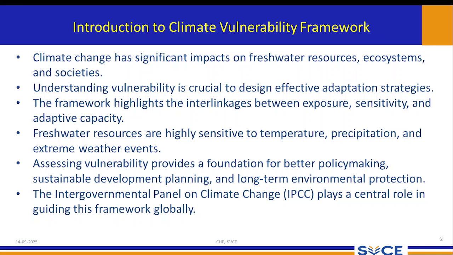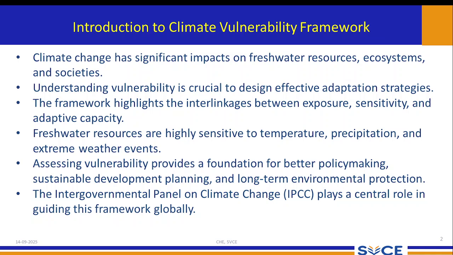Freshwater resources are highly sensitive to temperature, precipitation, and extreme weather events. Let's say you have a very hot, sunny period. Obviously, evaporation will be more as the temperature heats up, and you don't get proper rainfall, that is, less precipitation. Obviously the water resource will be less. So water resources are highly sensitive to temperature, precipitation, and extreme weather events.